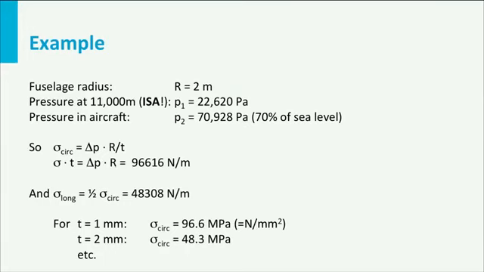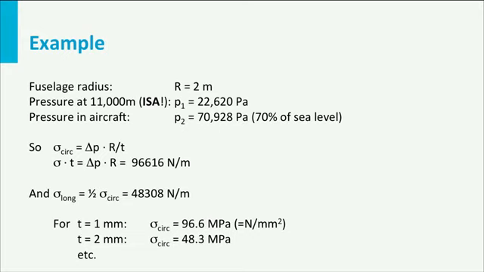To get an idea of the magnitude of these stresses, I will give the following example. Assume we fly in a small aircraft, about 50 to 100 passengers, having a fuselage diameter of 4 meters, so the radius is 2 meters. We fly at 11,000 meters, which is a normal altitude. The outside pressure can be calculated by the formulas of the International Standard Atmosphere. This outside pressure is just over 22 kilopascals. The pressure inside the cabin is maintained at nearly 71 kilopascals, which is 70% of the sea level value.